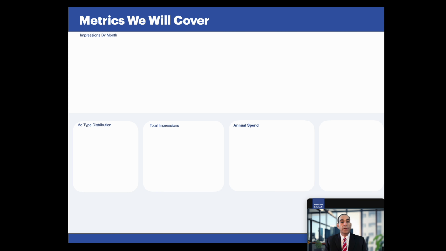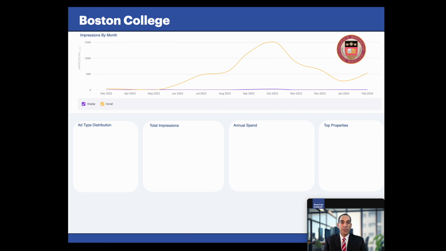And then we'll look at the annual spend. I know this is the number a lot of people are very interested in. And so we'll have this in US dollar figures for a 12-month period. And then finally, we're going to look at the top properties where the ads are being shown. So where is the university focusing most of its ad dollars? So we'll start with Boston College.